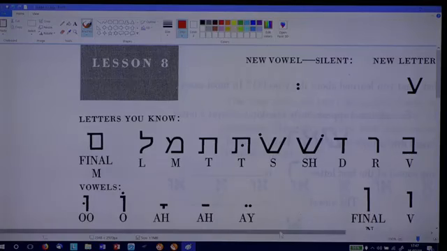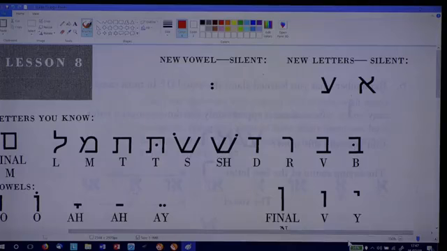We're back to lesson 8. Our new letters are on the top right-hand side of the page. This letter is called an Aleph, which happens to be the first letter, which is why it's called Aleph-Bet, and why Yeshua is called the Aleph Tav. He's not the Alpha Omega because he didn't speak Greek. He's the Aleph Tav, and the Tav is right there.